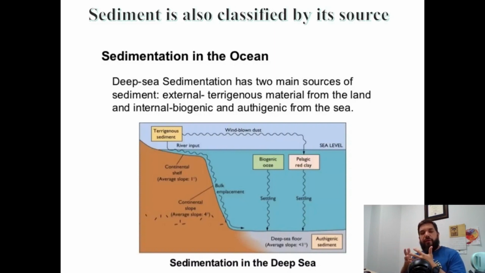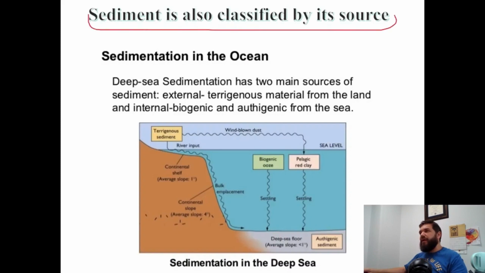Also, energy of the environment is important too. Energy of the environment determines the size of the sediment that is able to settle out. If the energy of the environment is very high and the water is very turbulent near the ocean floor, it prevents silt and clay from settling out, and it becomes suspended in the water and carried off further. If the energy of the environment is low, it allows silt and clay and fine sediment to settle out. Okay, so now let's go on to sediment classified by source.